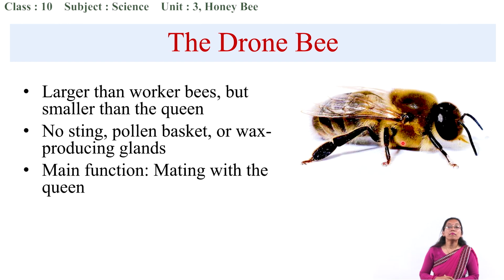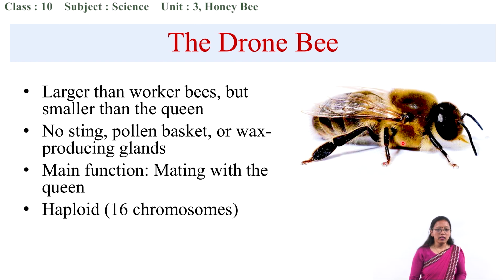Next, the main function of the drone is mating with the queen. It is haploid. That means, regarding the number of chromosomes, just like human beings have 23 pairs of chromosomes, that means 46 in number, chromosomes which give the characteristics to the organism.